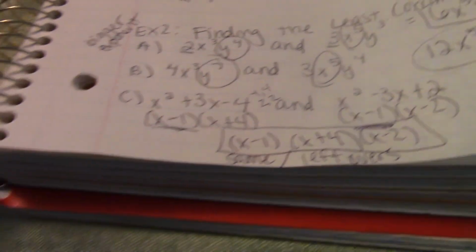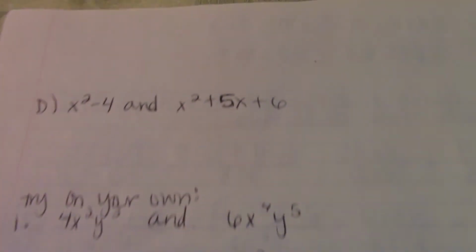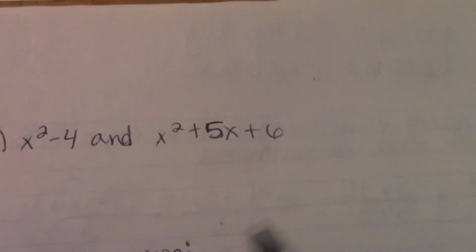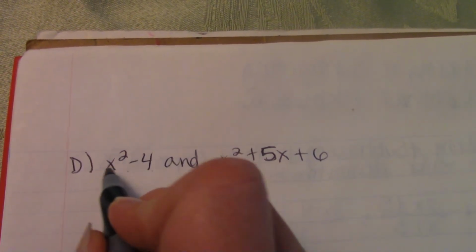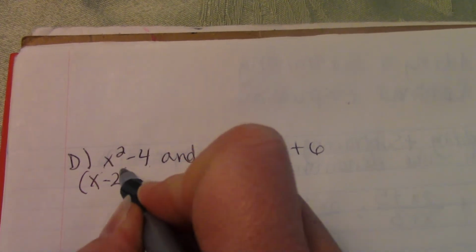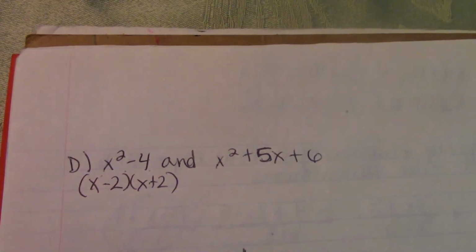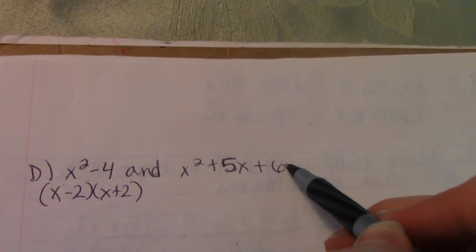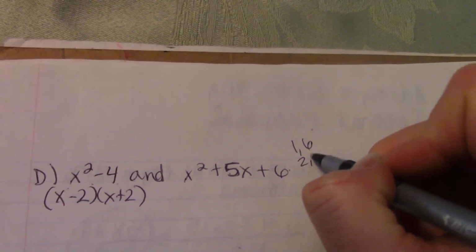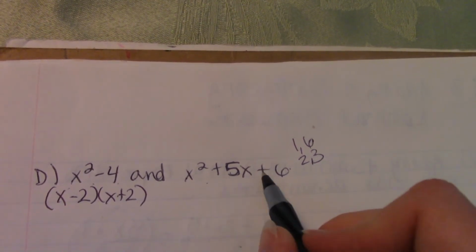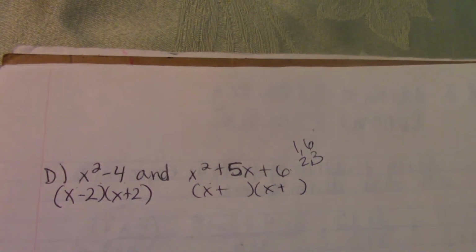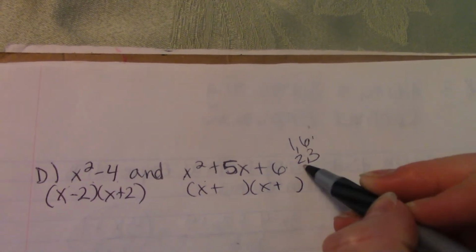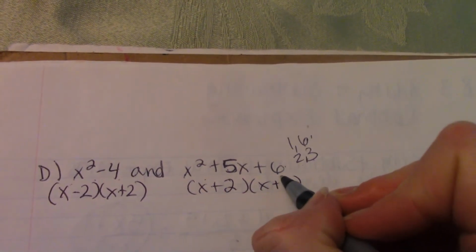Let's try another one. Once again, I need to factor. This is one of my perfect ones, so that's where I take the square root of both and do 1 plus 1 minus. x minus 2 and x plus 2. This one, look at our 6. 1 and 6, 2 and 3. Because they're both pluses, that means I need 2 pluses. So what two numbers will actually add together? 1 plus 6 is 7, 2 plus 3 is 5. So a 2 and a 3.